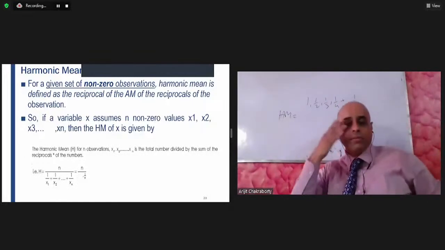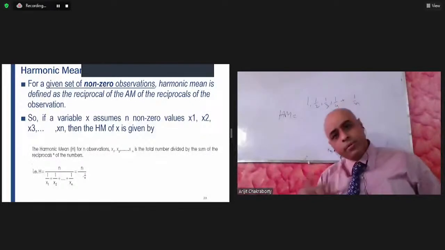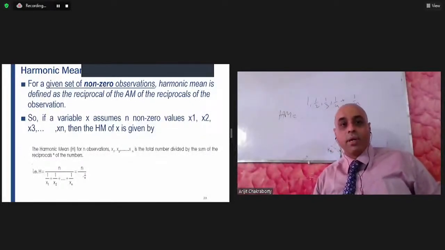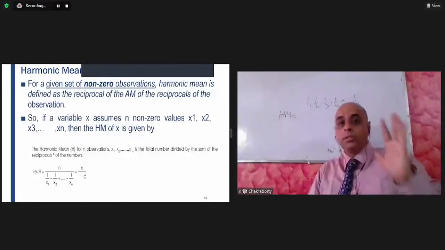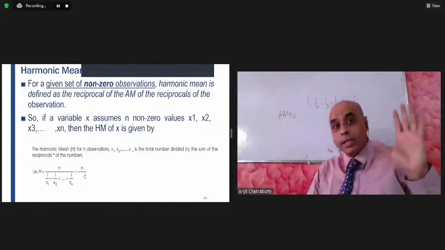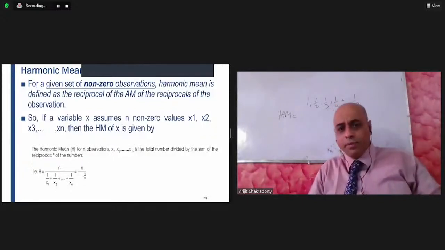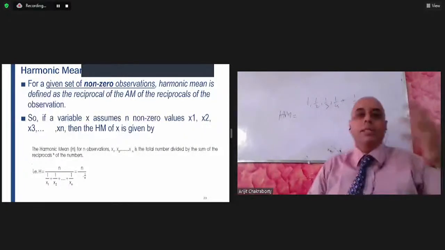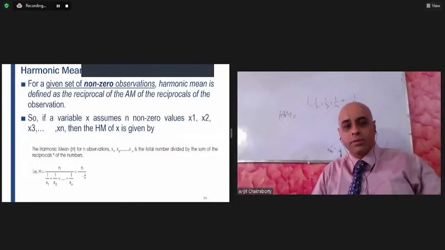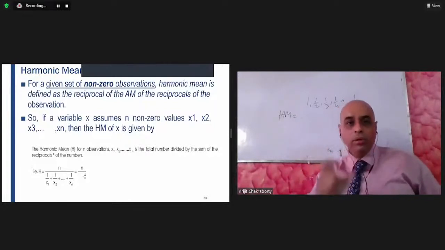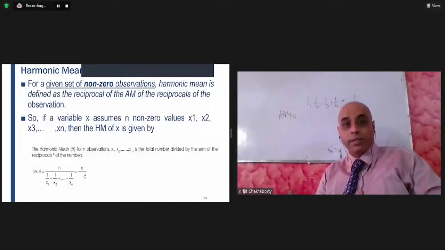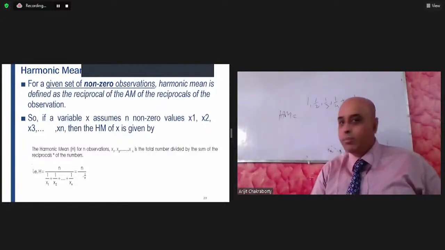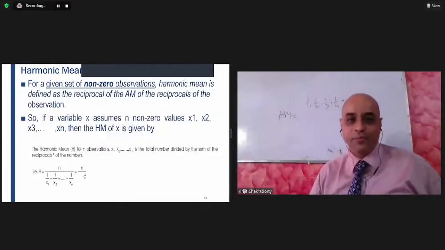You must have heard that if one of the observations is negative, you can still find out the HM. But if one of the observations is 0, please note it is given in this slide: non-zero observation. They are not saying that it has to be a positive observation. Negative observations can be there, like -5, -10, -2, -3.7, any negative observation, but it cannot be 0. That's why it is given non-zero observation. It can be a positive or negative number, whole number or fractional number, but we cannot have 0.